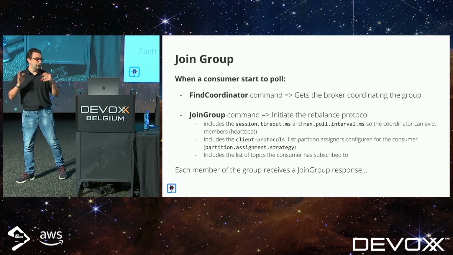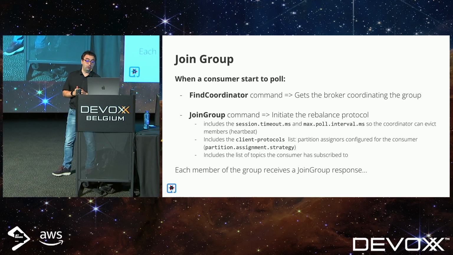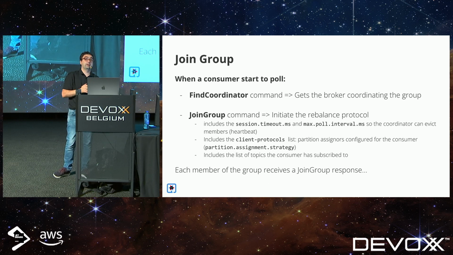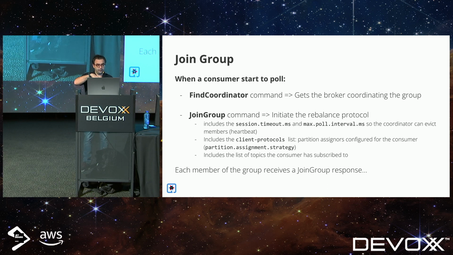So it's going to initiate the rebalance protocol, meaning that the coordinator says, hey, there is a new member in my group. Because there is a new member in the group, we need to reassign the partitions, because maybe I have one consumer getting two partitions and now we get this new member, so we can remove that overload.